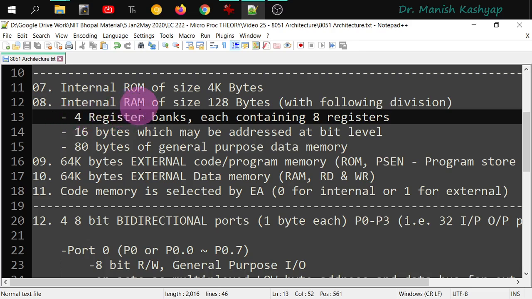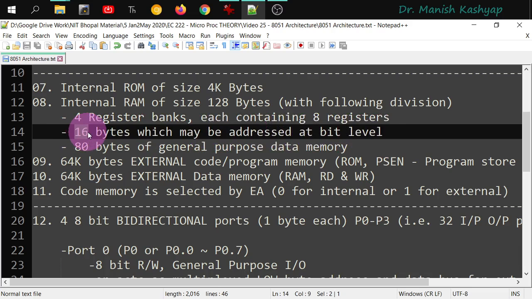So in the RAM, that is random access memory or read-write memory, this demarcation is always there: the initial part of your RAM will be occupied by register banks, which are four in number, and each register bank is going to have 8 registers. We are soon going to see it through a diagram, so things will become clearer. And then the next 16 bytes may be addressed at bit level. So there are 16 bytes or 16 registers after these four register banks, and they can be addressed at a bit level. And the next 80 bytes are used for general purpose data memory.